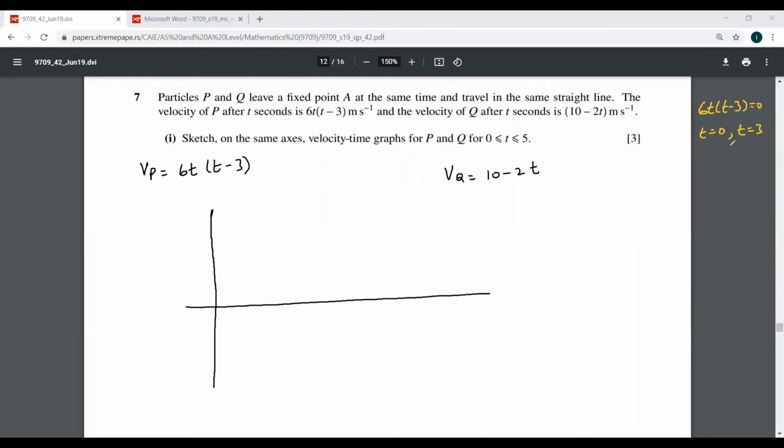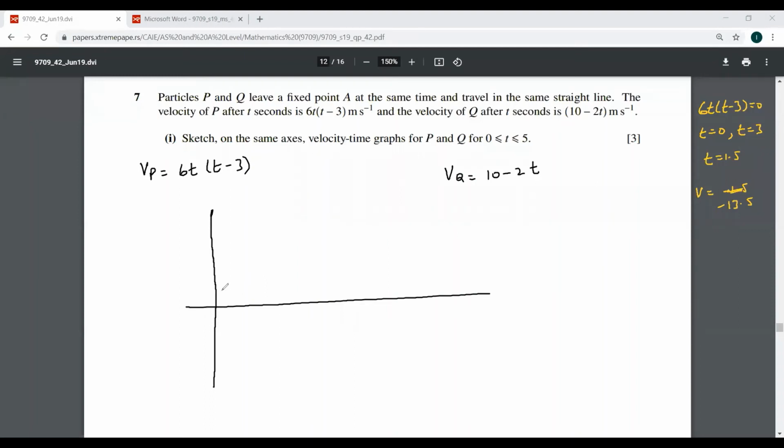And its turning point would be at the midpoint of these two. So when the time is 1.5, it will have its turning point, because of that symmetry concept. So you put t as 1.5. Please tell me what do you get when you put t as 1.5? Minus 13.5. Yeah, that was 9 into minus 1.5, so that is right.